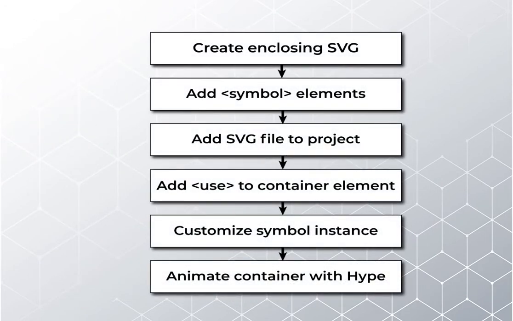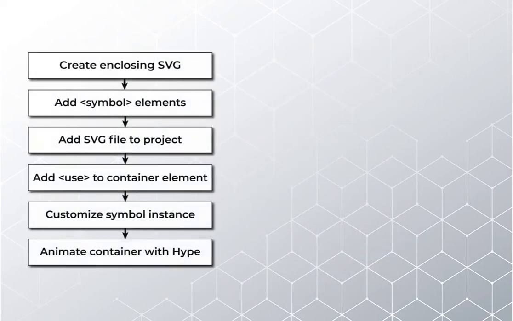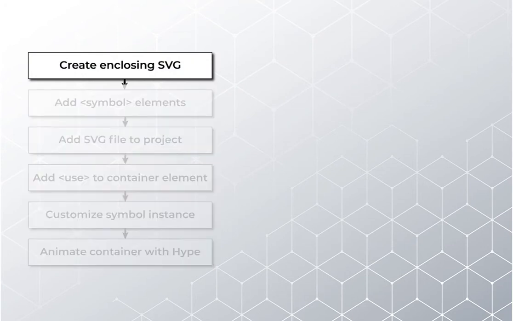So how do you make and use SVG symbols in Hype? Well, I've broken it down into a 6-step process. Fortunately, there are tools to automate this process, and I'll show you these later. But first, it's important to conceptually understand what each of these steps does so you can adapt this process to your own project needs. The first step in this process is to create an enclosing SVG.